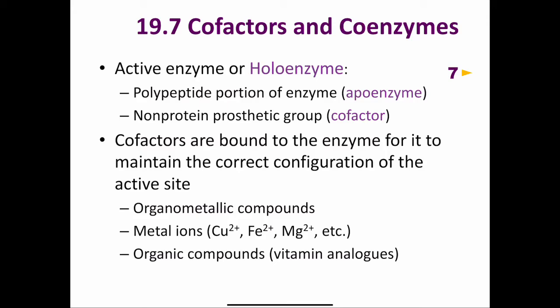Section 19.7, Cofactors and Coenzymes. Some enzymes require an additional non-protein, or what we call a prosthetic group, in order to function. In this case, the protein portion is called the apoenzyme. The non-protein group is called the cofactor. Together, they form an active site called the holoenzyme.